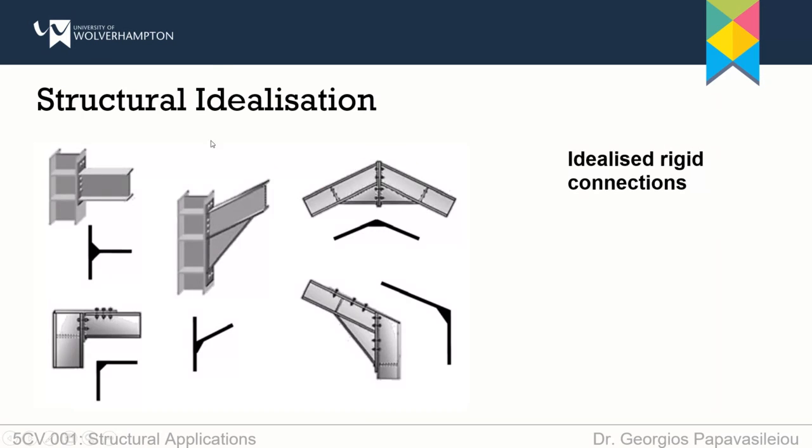Another type of idealization, here you can see various types of steel connections. All of these connections are supposed to restrict any rotation and, of course, the movement of one component in relation to the other. So all of these are modeled assuming that we have rigid connections. And we will see how this is analyzed, of course, in this module.